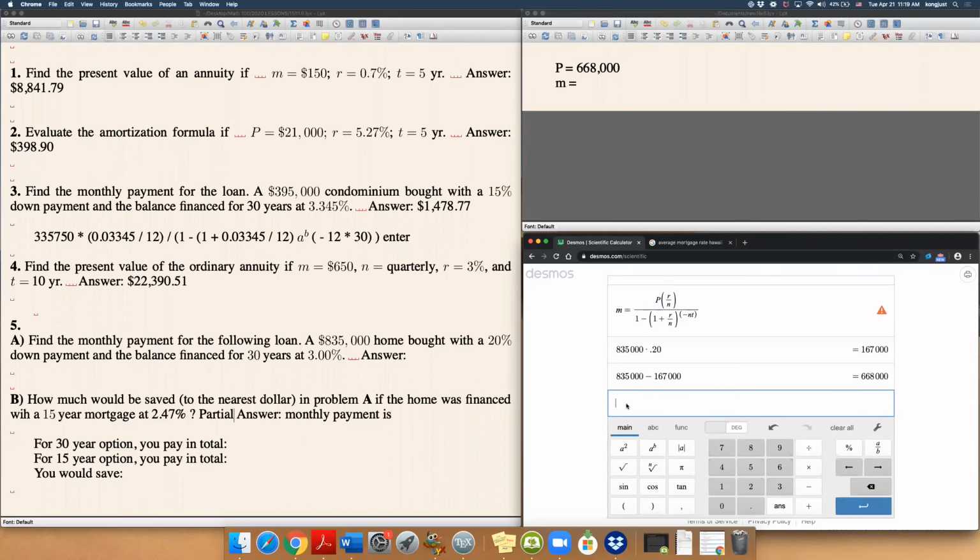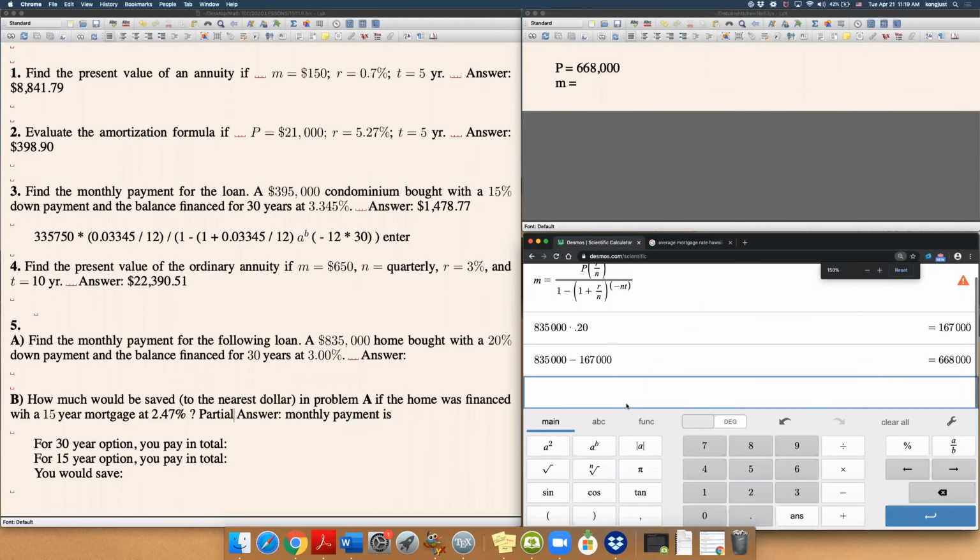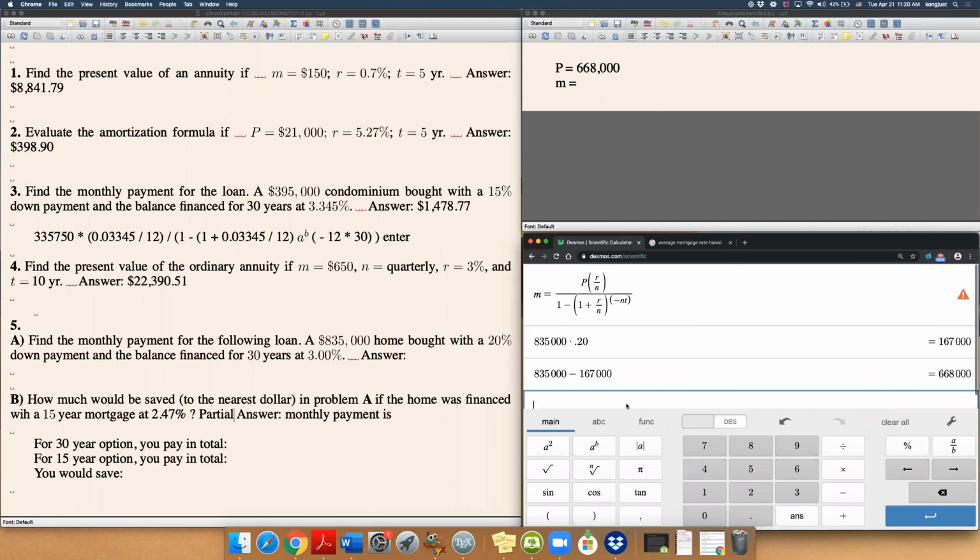All right, the M value. Oh, sorry, question? Can you make the calculator screen a little bit bigger? Oh, yeah. Thank you. Is that better? Yes. Okay.